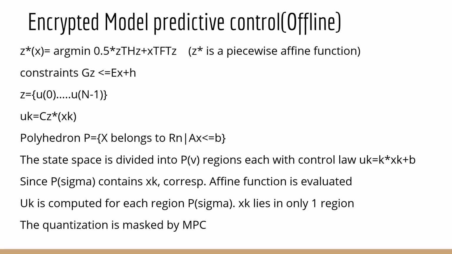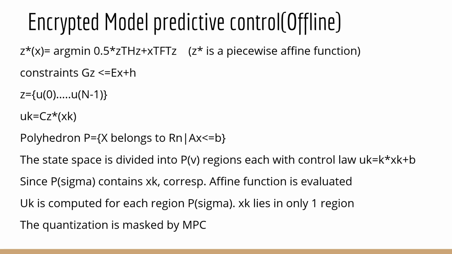If we apply it in a control law, you get u of k equals K x of k plus b. K is the gain matrix, x of k is the input, and b is called the bias or offset. So that can be an example of an affine function. There are two methods for implementation of encrypted model predictive control. First is the offline optimization and second is the online optimization.